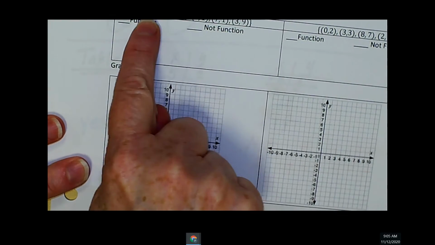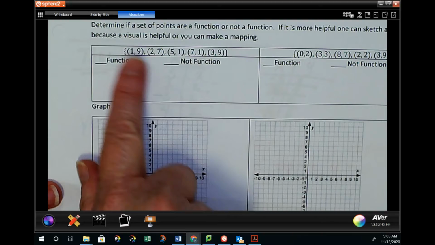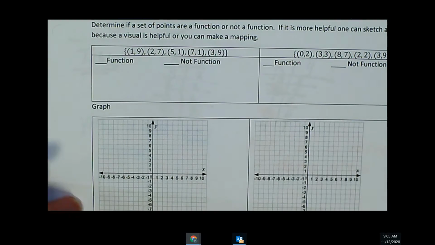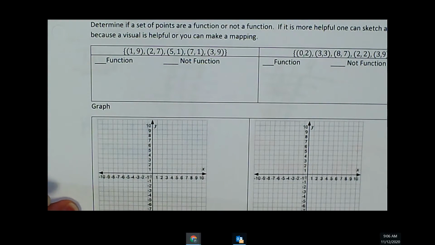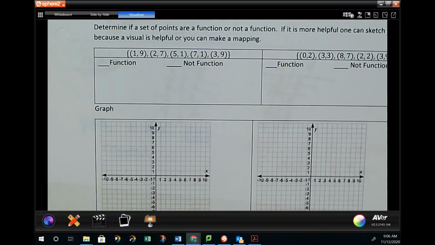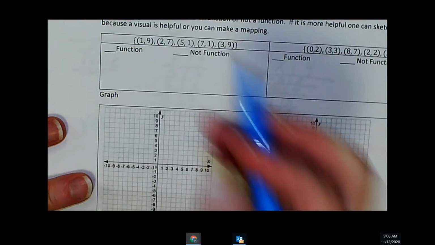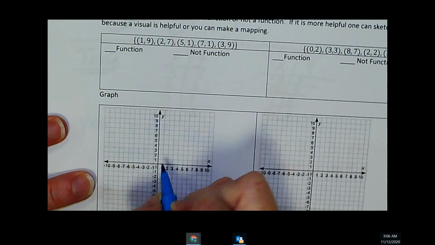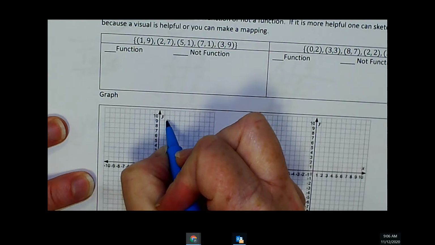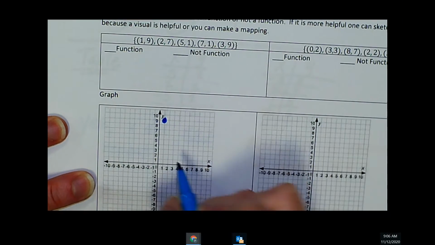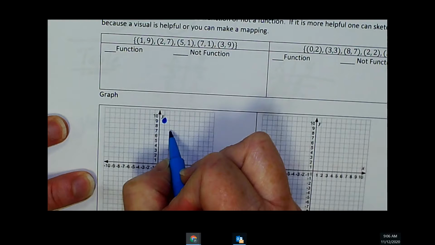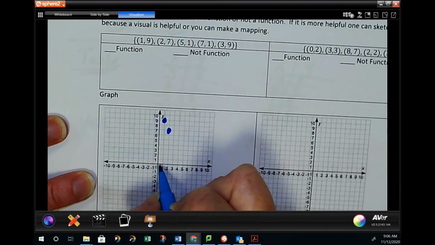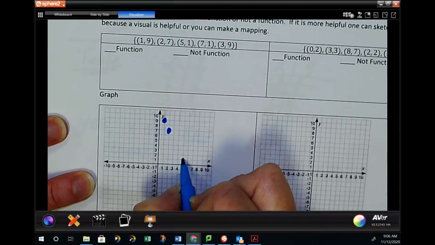The next thing is when you have a list of numbers, you can do one of the 2 following for these lists of numbers. I like to say yes or no. You can make a graph of these. So I just go to 1, and I'm going to go up to 9, and I graph my points. I go to 2, and I graph my point at 7. I go to 5, and I graph my point at 1.